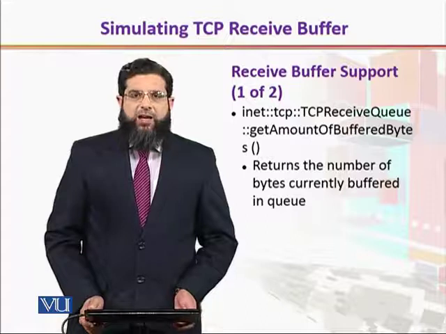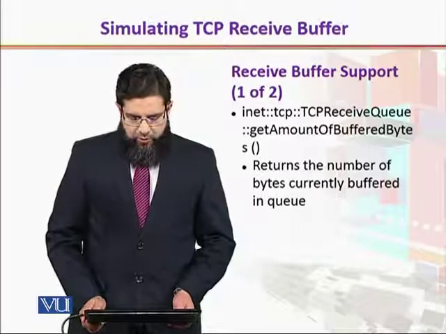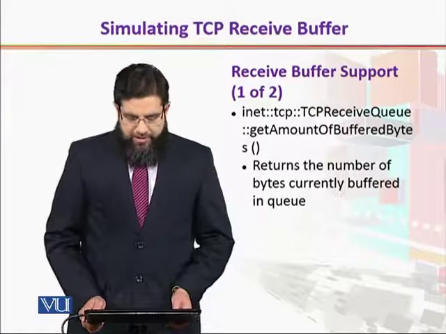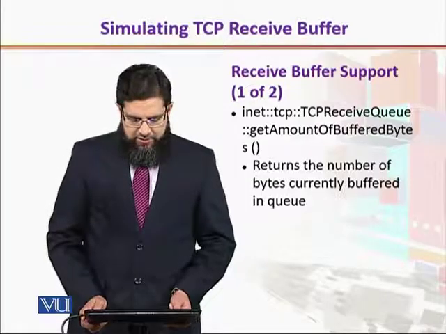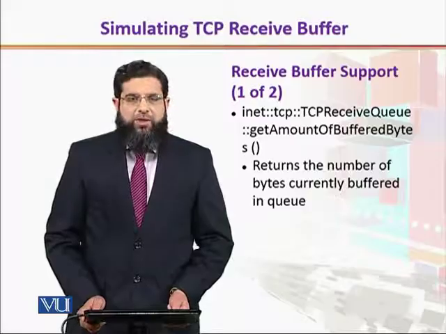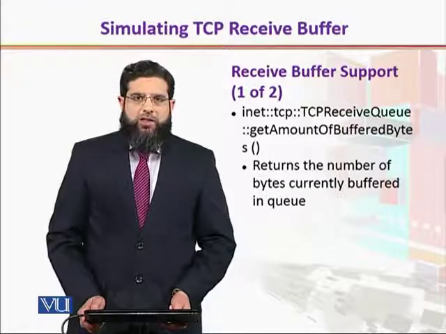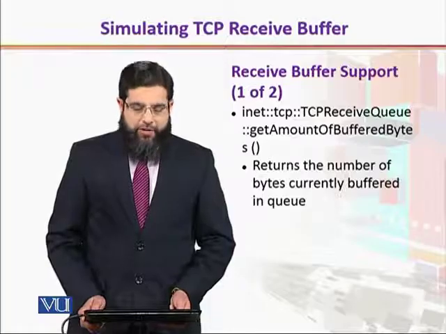Now, if you look at the INET support for receive buffer management, we can look at the TCP receive queue. It contains a function called getAmountOfBufferedBytes. This gives the number of bytes currently buffered in the queue. This may include the out of order segments, or the sequence numbers belonging to the out of order delivery as well.